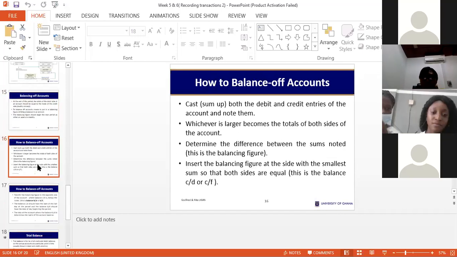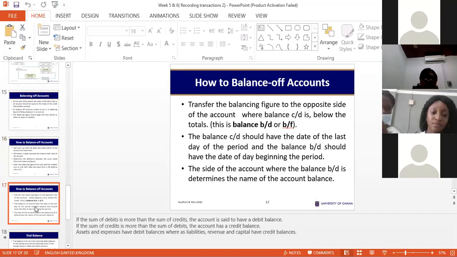So how do we balance off? I've just told you, you look at both sides, you cast all the entries that you have made. The side that is bigger becomes the total, and you determine the difference. And the difference, you would put it at the side that has the smaller amount, and you insert that as a balancing figure. But what we use is a balance carried down. So it's balance c/d at the side with the smallest amount, the balance c/d or the balance carried forward, just to let us know that this is how much is outstanding at the end of the period on that particular account.